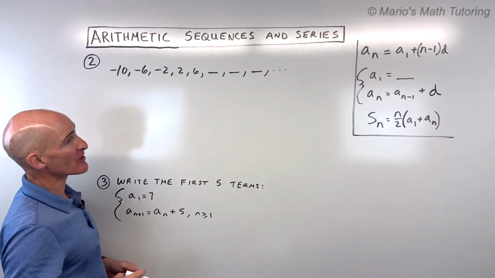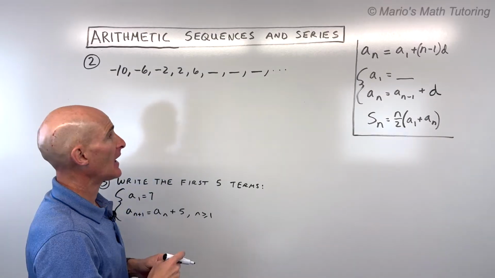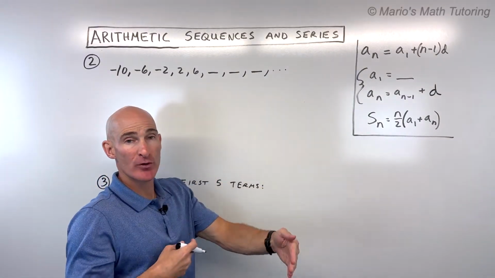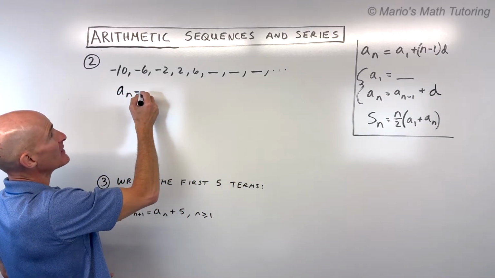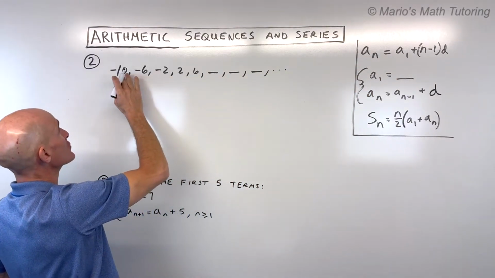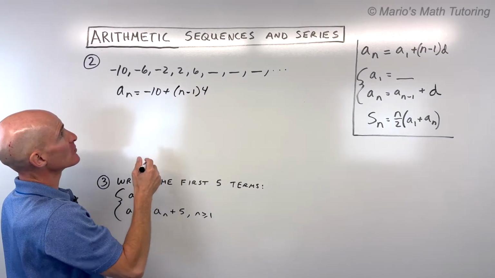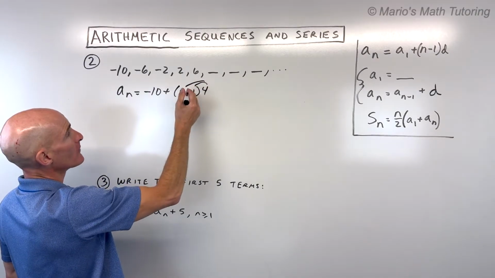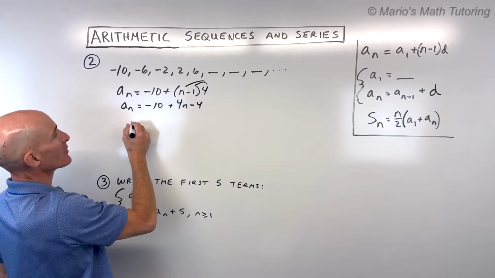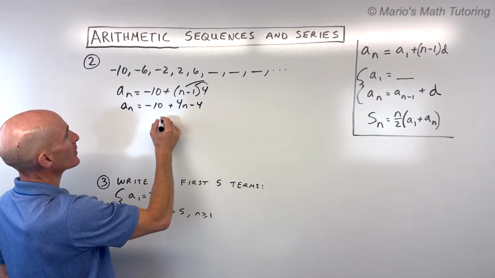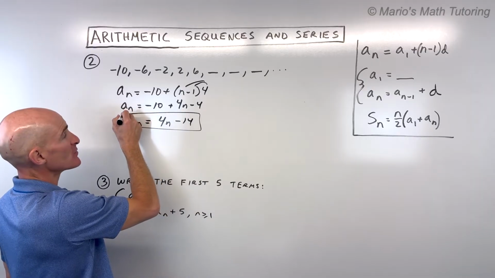So that looks to be the case. We're adding 4 each time. That's our common difference. Let's start with our explicit formula. Explicit takes you right to the answer, the term that you want. Remember, with recursive, you have to keep repeating to get to the next term, next term, next term until you get to the term that you want. So let's say a sub n equals a sub 1, the value of our first term, which is -10, plus n minus 1 times our common difference, which is 4. Now we're going to distribute the 4, so that's 4n minus 4. Combine like terms, -10 plus -4 gives us -14, and that's our explicit formula for this sequence.